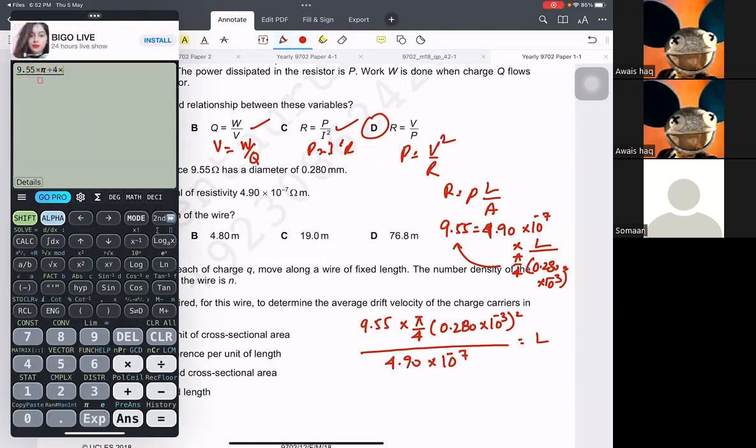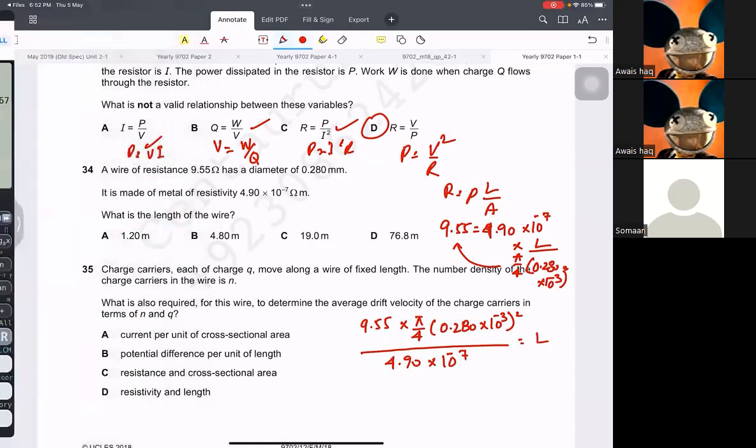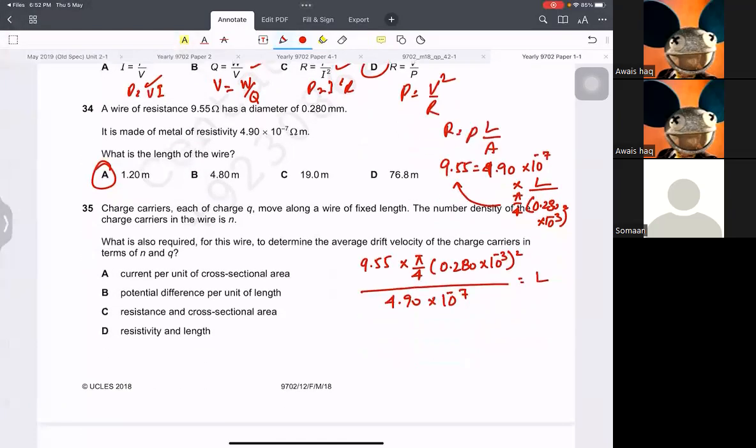5 by 4, 0.280. Okay. 1.2. Correct. Very good. Okay, so lesson number 1, don't be lazy like me.